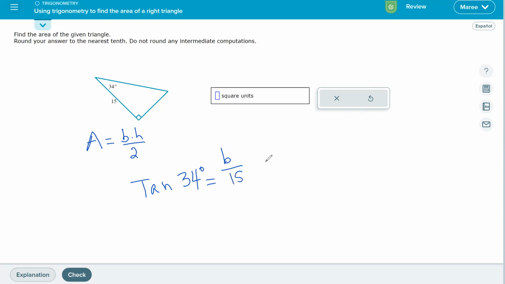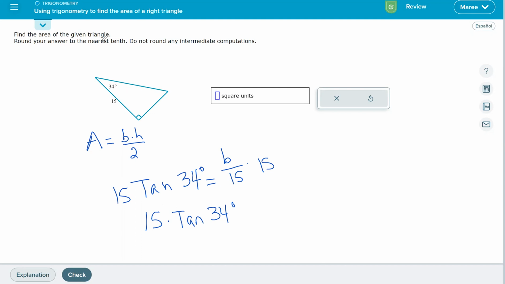So we can multiply both sides by 15 and find that base by using our calculators to do 15 times the tangent of 34 degrees. P.S. Make sure your mode on your calculator is in degrees anytime you are going to be using degrees. So we have 15 tangent 34, and we want to round your answer to the tenth.